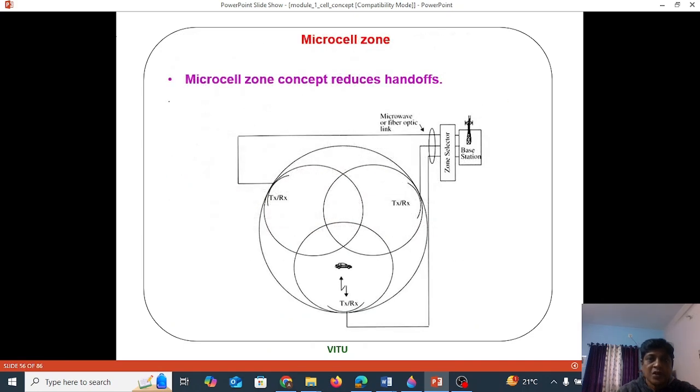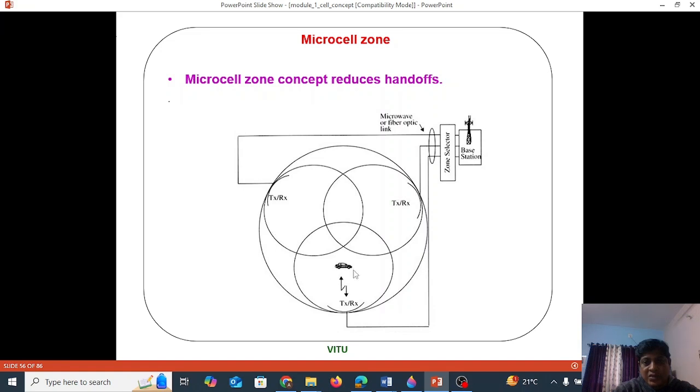Now, the microcell zoning concept. Here if you see the microcell zoning concept, we can see that this area is covered by three different antennas. These three different antennas are connected to the same base station through a zone selector.